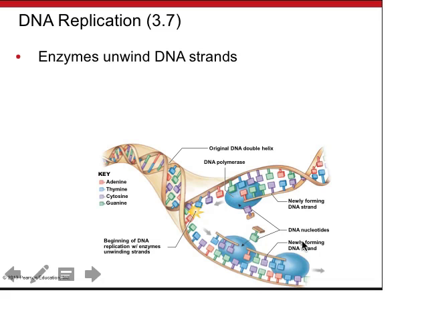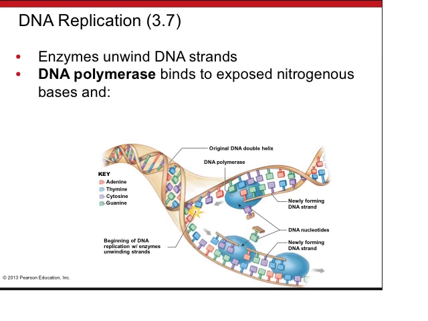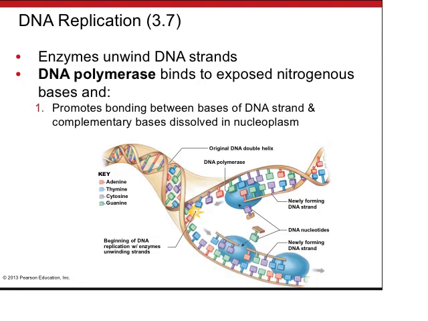In DNA replication, we have to make a duplicate of all the information that's in the nucleus. So the DNA strands will unwind under the power of enzymes. An enzyme called DNA polymerase will bind to the exposed nitrogenous bases and promote bonding between bases on DNA and complementary bases in the new strand.